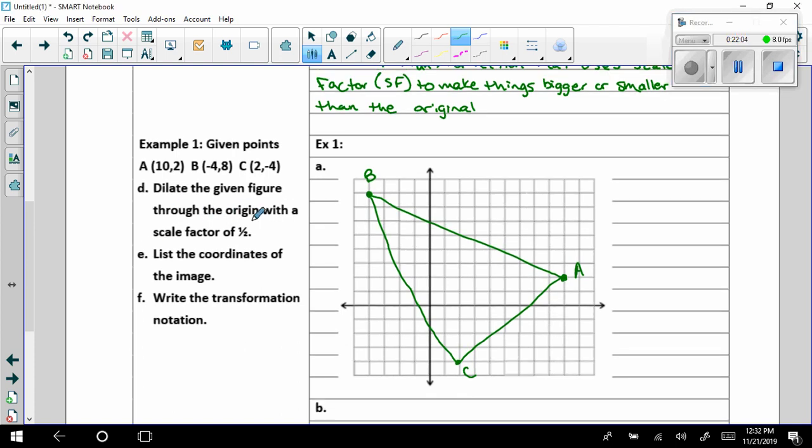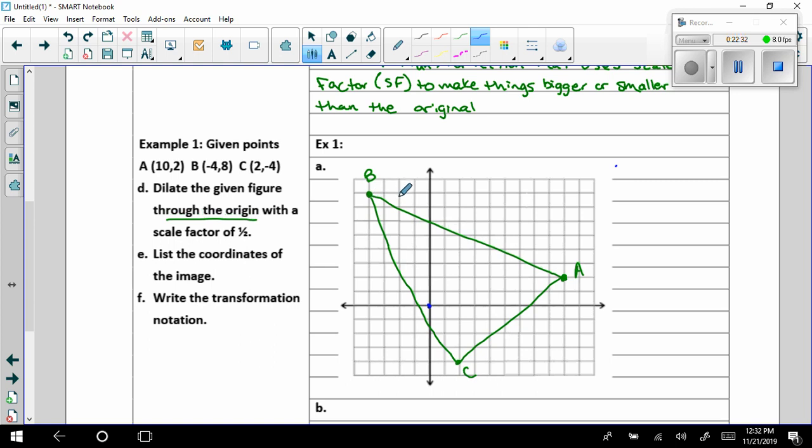We can dilate that figure through the origin, which just means that we don't need to worry about where the center point is. This is our kind of our center. And so our scale factor can just be treated like normal. Well, scale factor, just like with similar figures, is something you're multiplying everything by. So if B is located at -4, 8, we're going to half both of those.